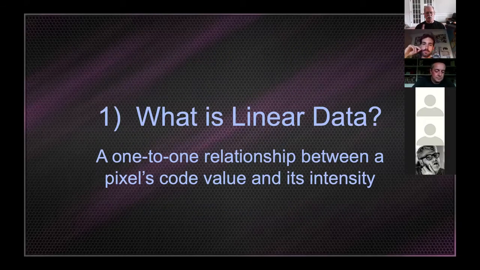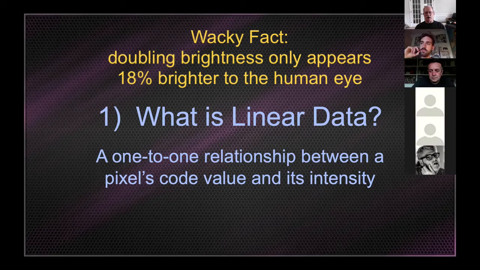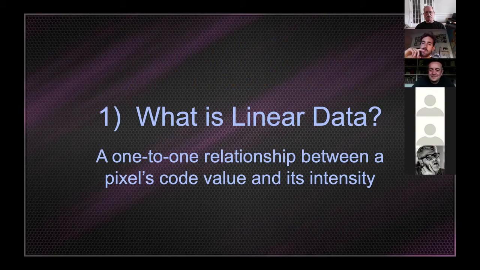That means there's a one-to-one relationship between a pixel's code value and its intensity. When you work in linear, if you double the code value, you double the brightness. Let me rephrase that. You double the luminosity. Brightness is a human perceptual word. If I double the brightness of an object in the physical world, to the human eye, it appears to be 18% brighter. Because the visual system is nonlinear, horribly nonlinear.